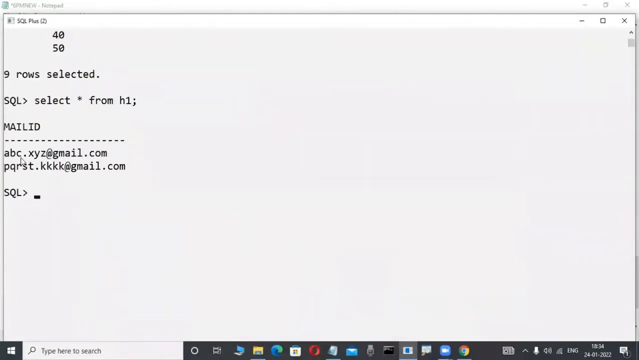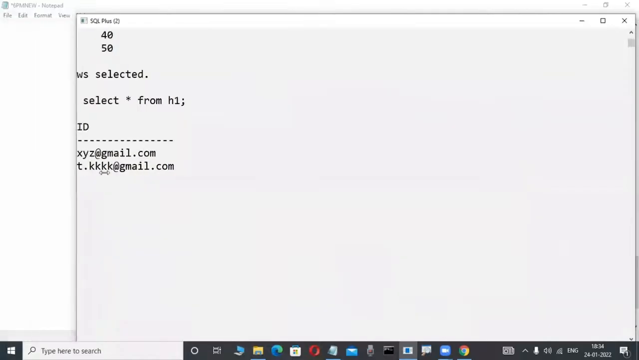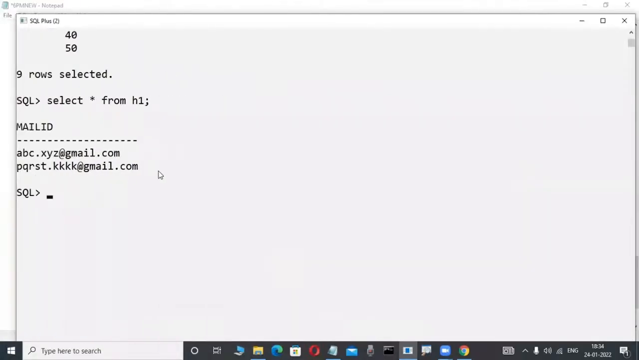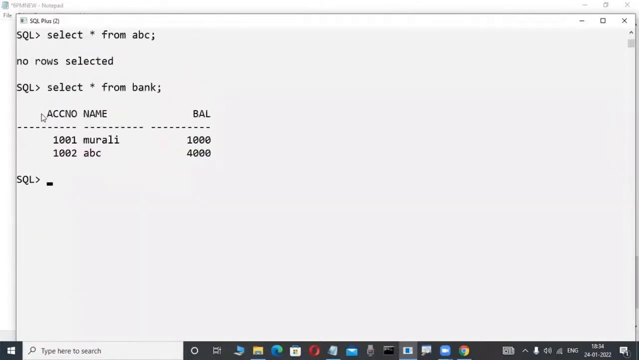And now here, is a single value available or not? In a single value, I'm storing mail IDs like this. Is a single value available anywhere? Yes, a single value is available. In every table, single values are available. Every cell has a single atomic value. Then only can we operate, otherwise it is impossible.